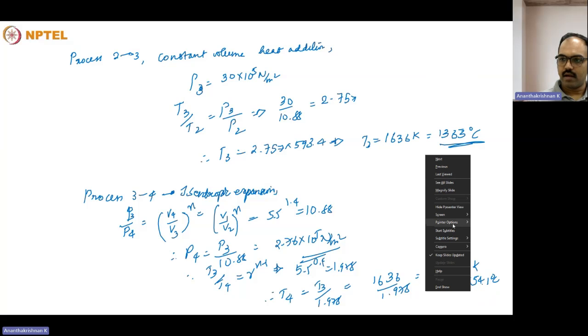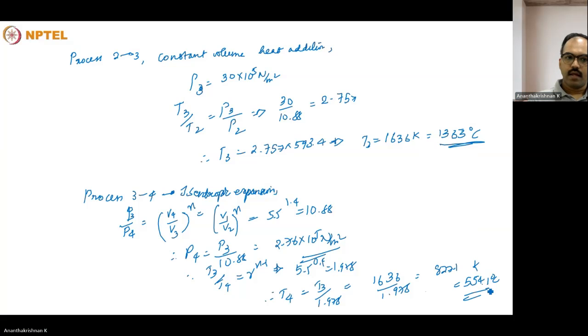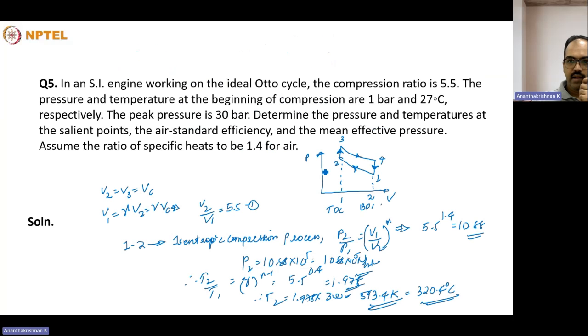Now the second part, we need to calculate the efficiency of the cycle and then the mean effective pressure. For an Otto cycle, an SI engine works on the Otto cycle, so the formula will be 1 minus 1 by R raised to gamma minus 1. It is a reduced formula taking into consideration constant volume heat addition, constant volume heat rejection, and the net work output. The compression ratio is given in the problem and gamma is also given, 1.4, which gives the efficiency as 49.43%. Now the last part of the problem, we need to calculate the mean effective pressure.